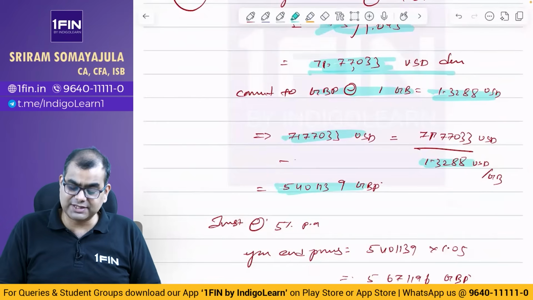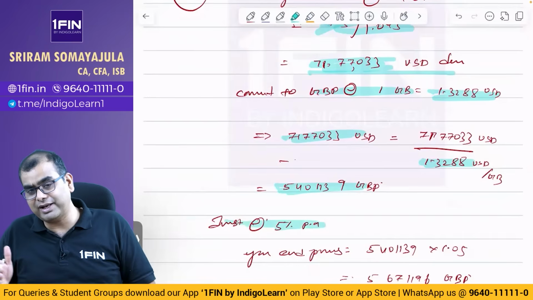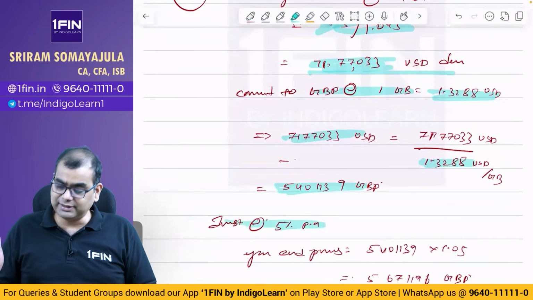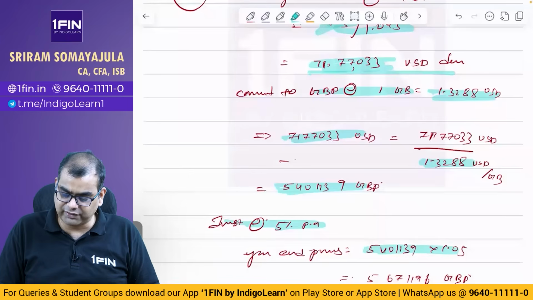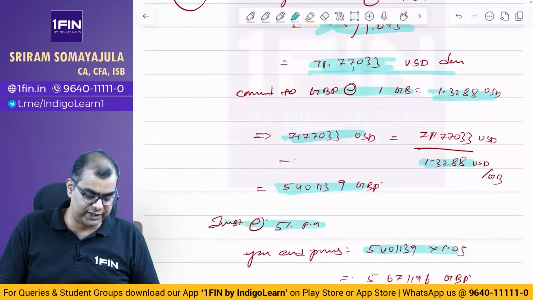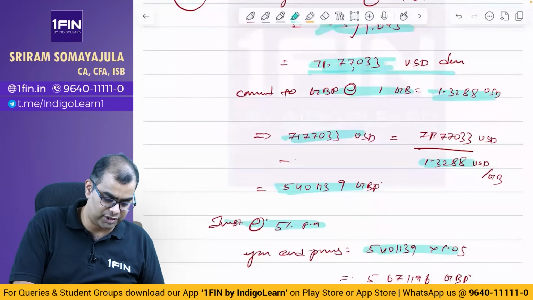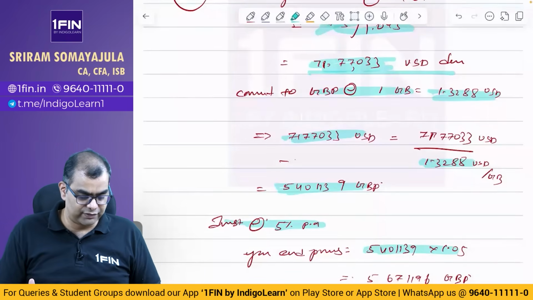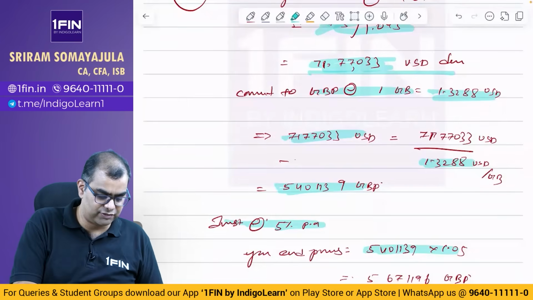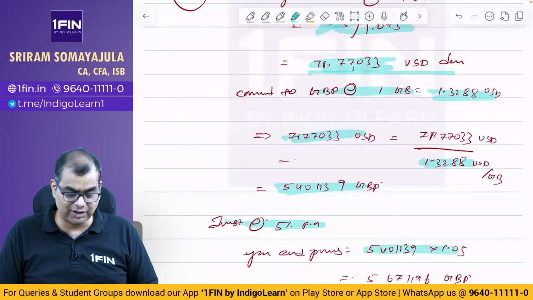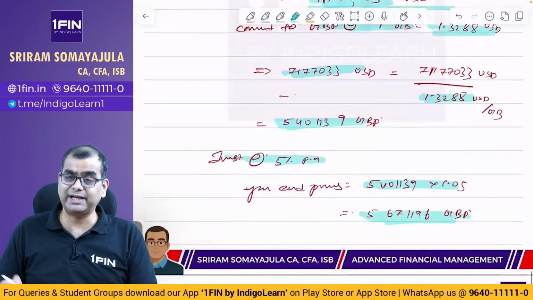Then you invest this money at 5%. Why? Because we are trying to compare everything at the end period, after 365 days, which is the credit period. So invest at 5%, you get 54,01,339 into 1.05 and you'll basically get 56,71,196. This is the money you'll get after 1 year.